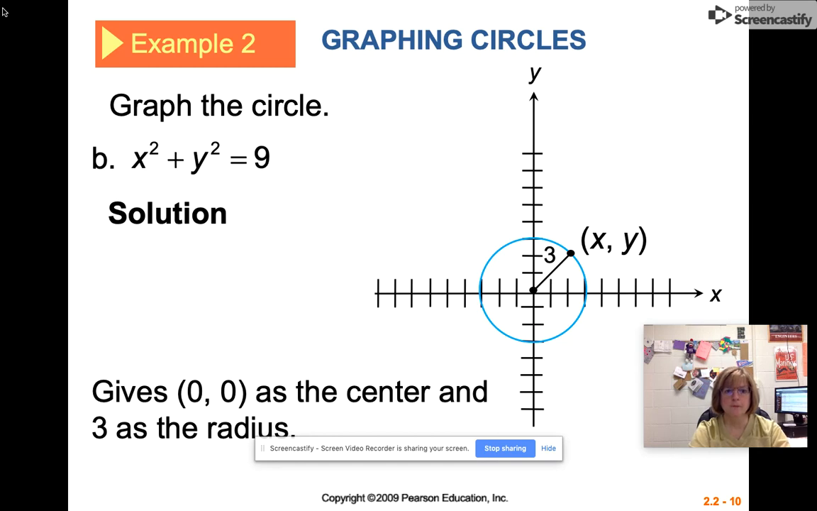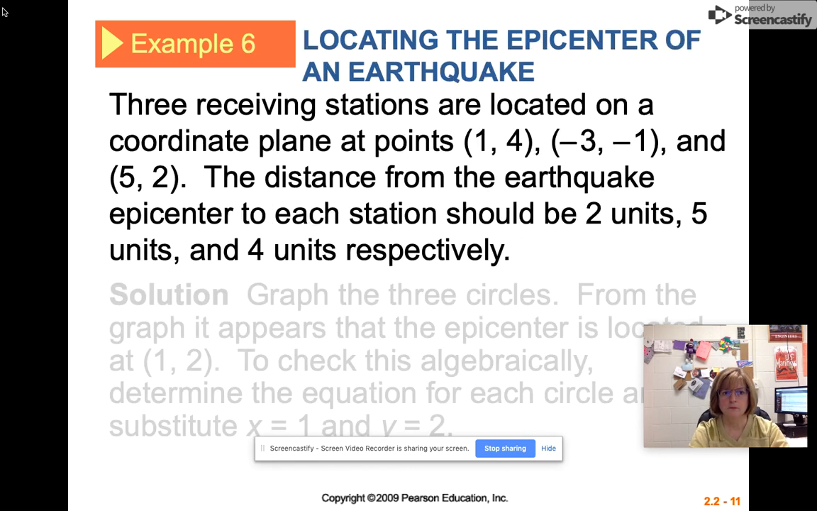Here's another circle, x squared plus y squared equals 9. Because it doesn't have an x minus or a y minus, we know the center is at 0, 0. By taking the square root of 9, we have a radius of 3. So we just start at the center, 0, 0, count out 3 to the left, to the right, count up and down 3, connect those 4 points, and we've got our circle.